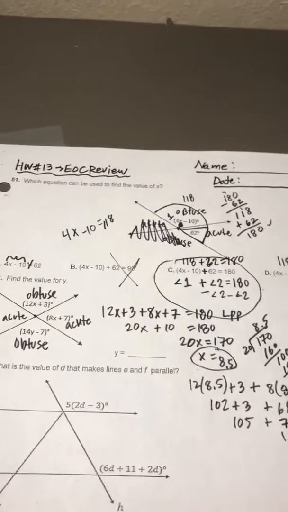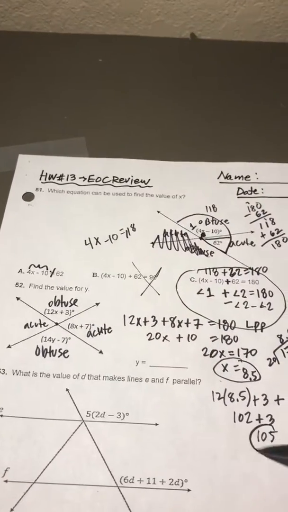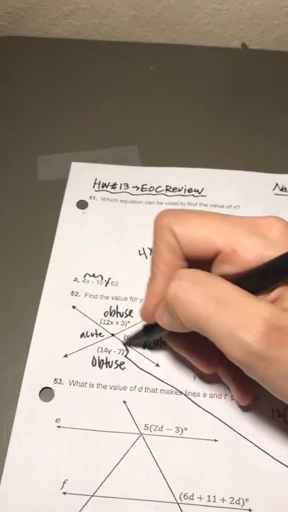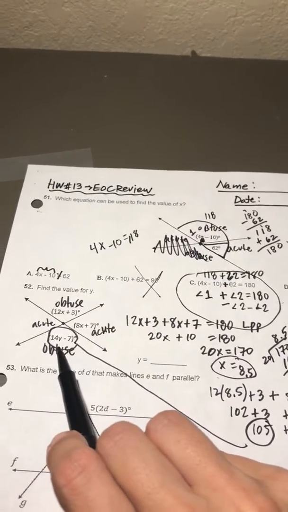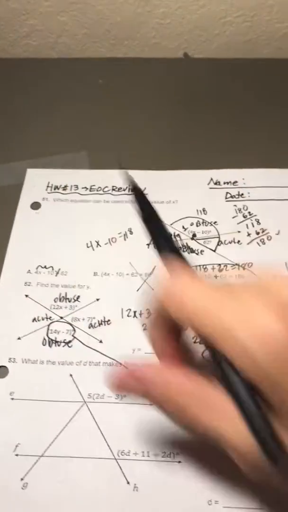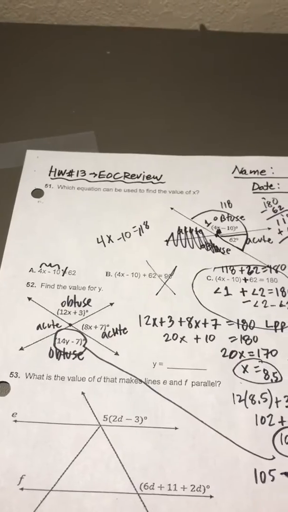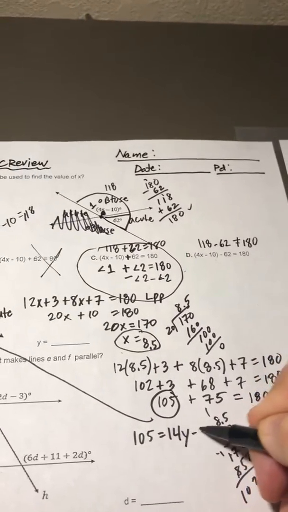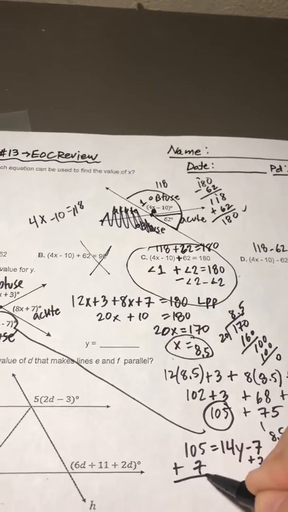So now there's a couple ways we can do this. We know the measurement of this obtuse angle is 105, and we know that this expression has to equal 105. So that's one way we could do it. The other way is we could set these equal to 180, but I already know this is equal, so I'm just going to do it that way. So 105 should be equal to the expression 14y minus 7. So I'm going to add 7 on both sides.